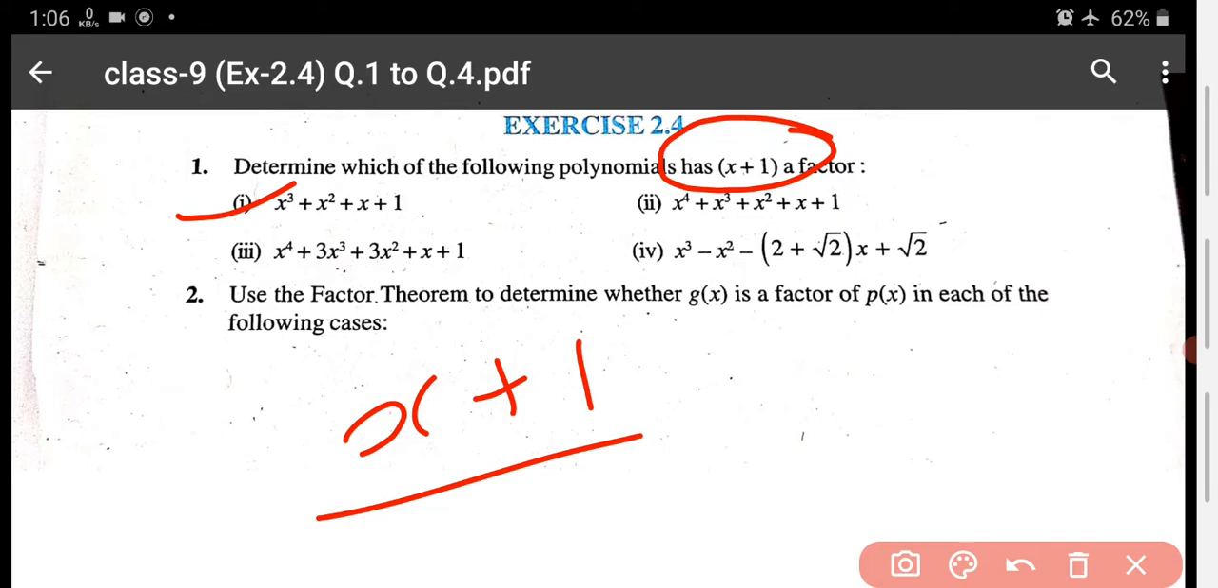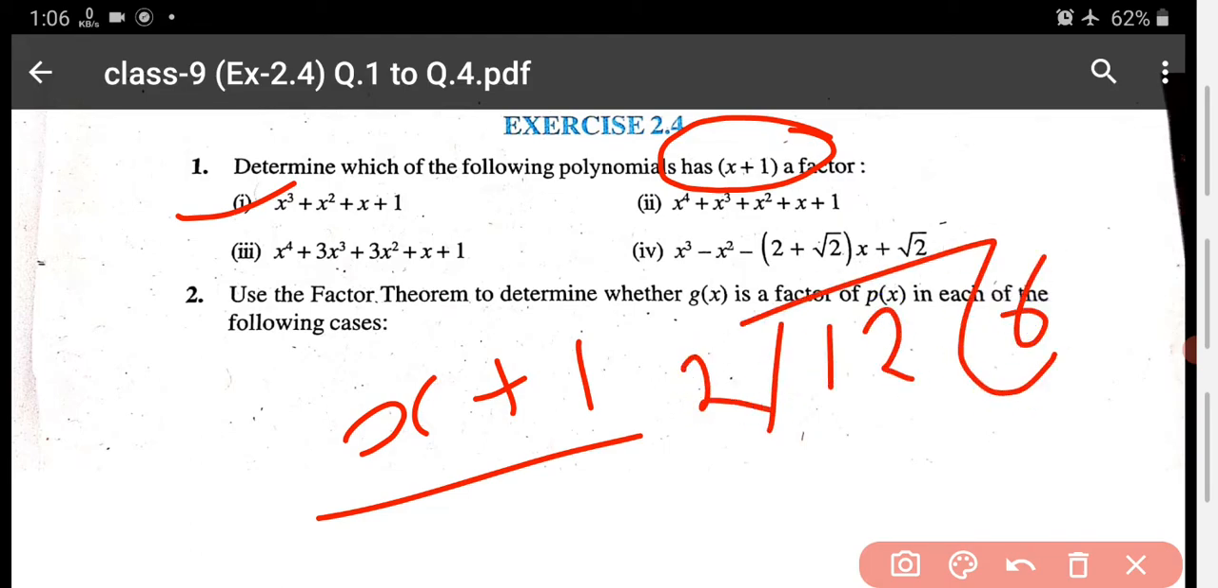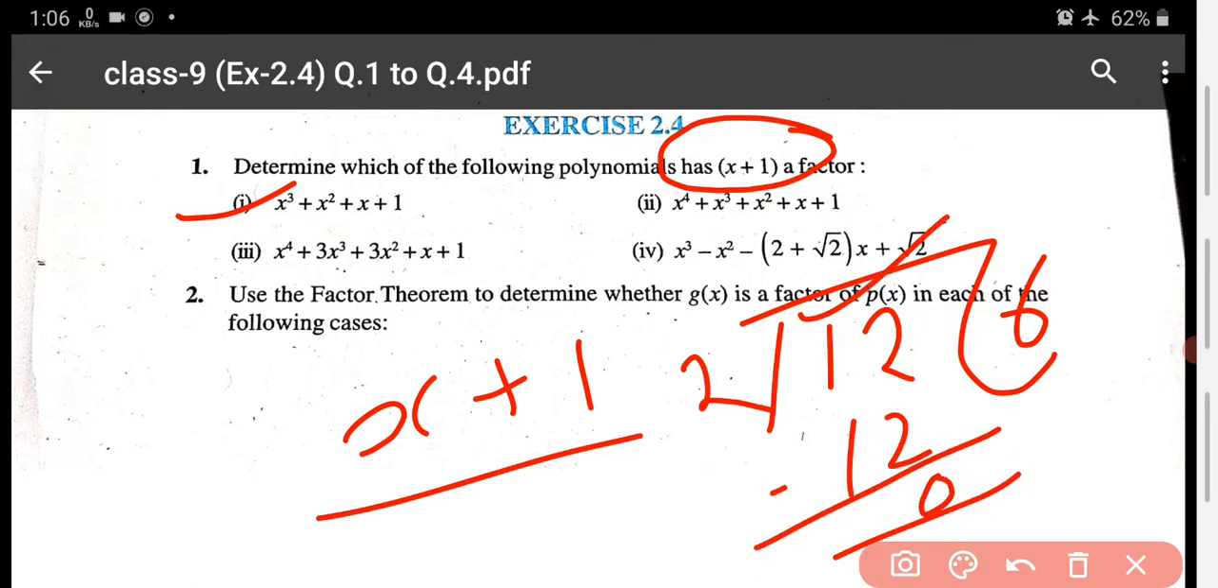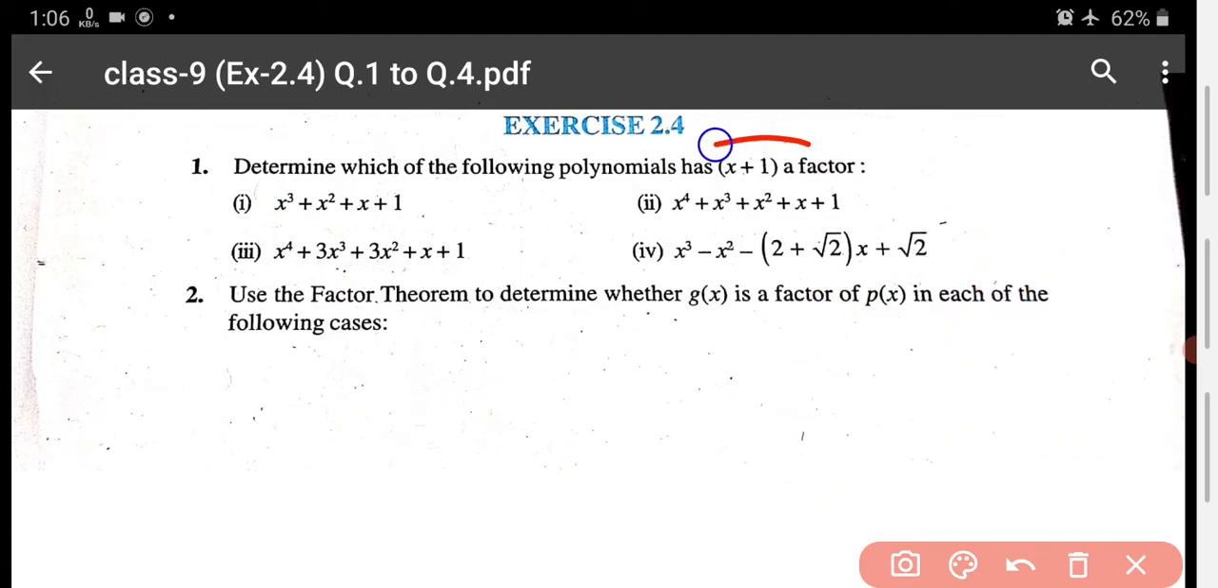If you divide any number by its factor, then the remainder is always 0. So no problem, you have to find the remainder by the remainder theorem. If your answer is 0, then you say yes, it is a factor. If your answer is not 0, then you say that it is not the factor. Okay, now come to the solution.